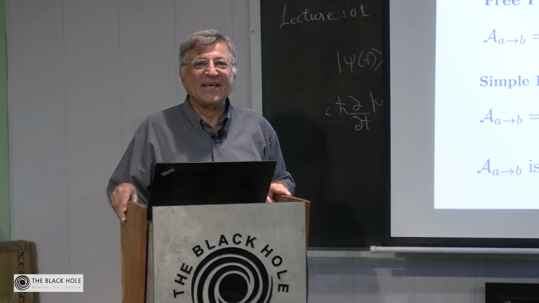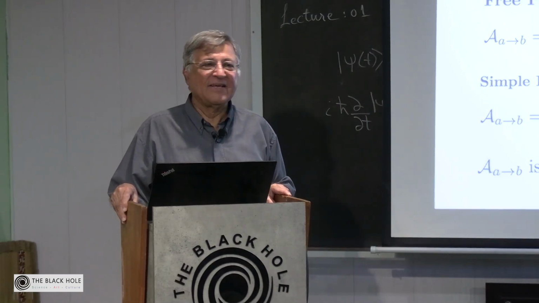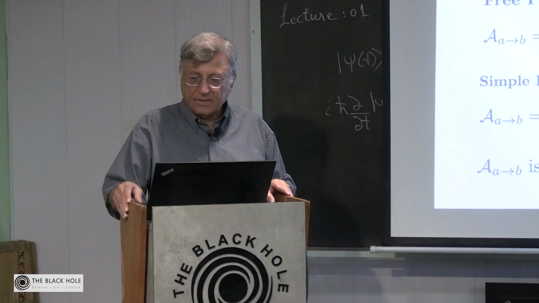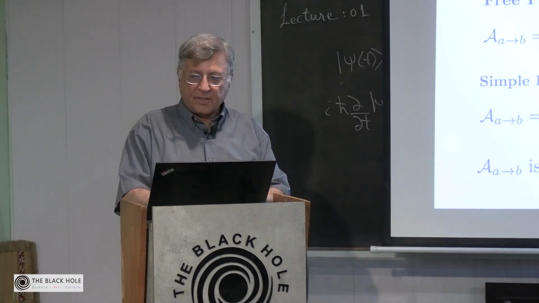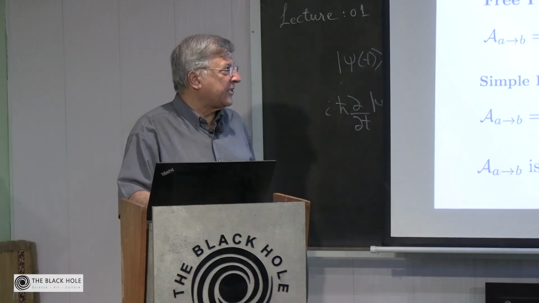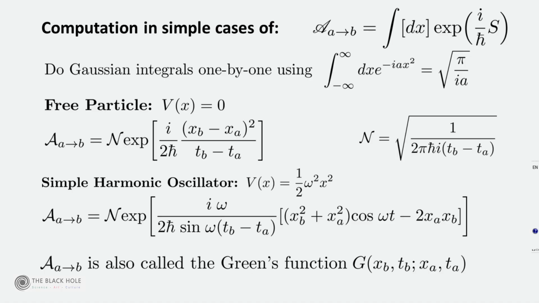Okay. Sir, when omega approaches 0, then what happens to the last term, that is minus 2 xa xb? You see, when omega is 0, then cosine of 0 is 1, right? So this is xb squared plus xa squared minus 2 xa xb, which is xb minus xa squared. Okay. So that's exactly the same as over here.